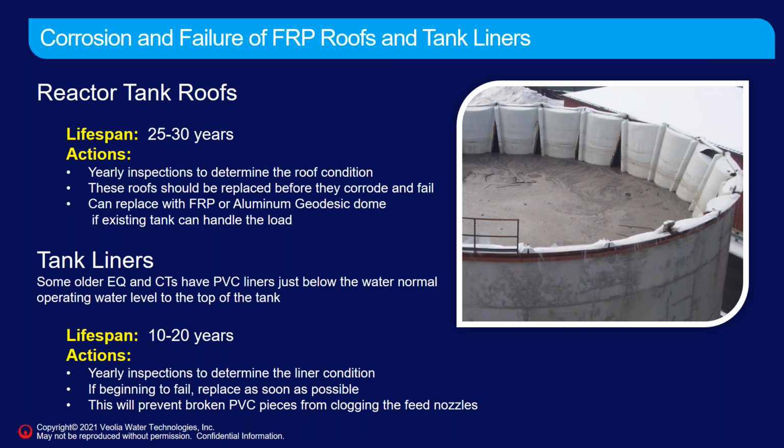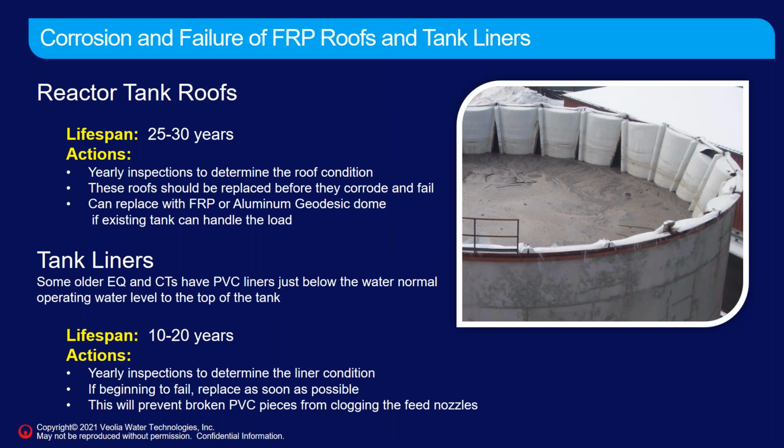This is an example of one that failed while it was online. The system was still online. You can replace it with fiberglass again, because they do give you a nice long lifespan, or aluminum geodesic domes are another good option. But if you're not replacing the roof in kind, you have to look at the loads from the new style roof and see if the tank can handle it.